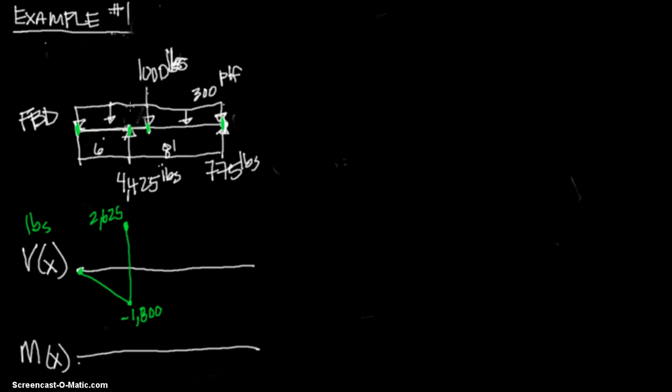We just went up. Now we're going to go down again with the distributed load, and that is what? This is at 6 foot, if I remember correctly. So that is 2 foot in between there. So we go 2 foot at 300 pounds per linear foot down. That's 600, so we have to subtract 600 from 2625, which makes it 2025.